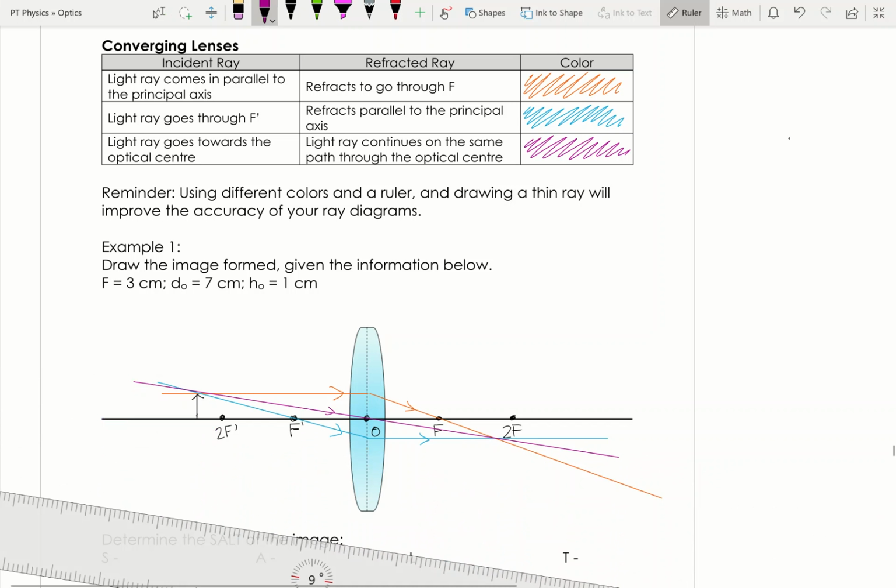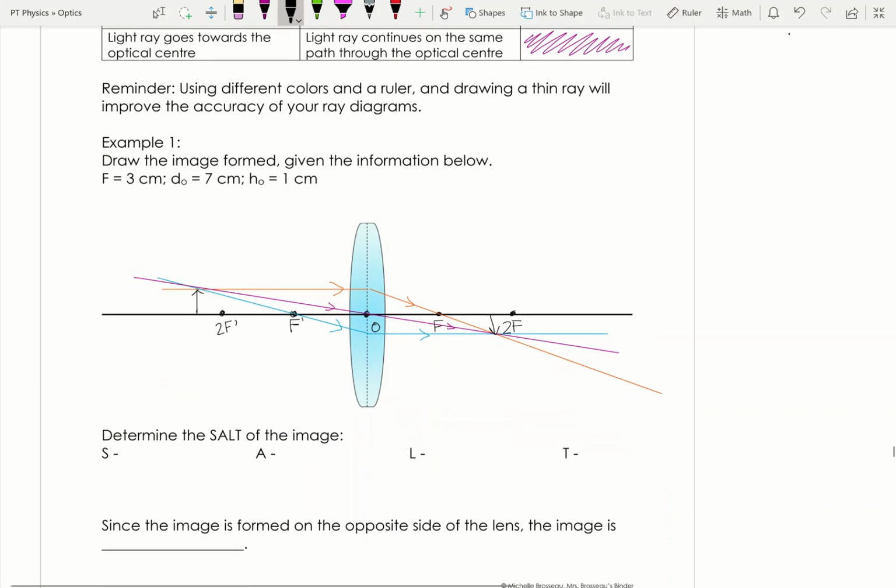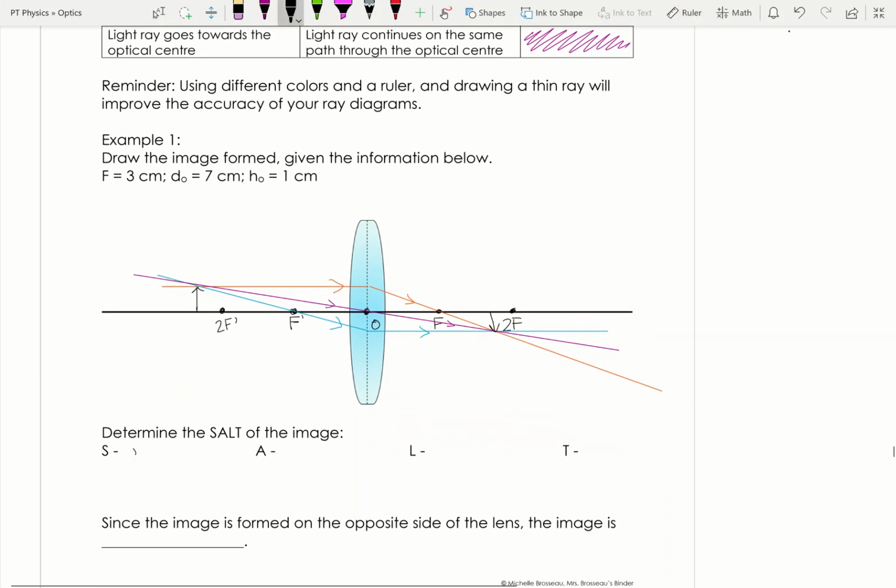So conveniently, I have an image being formed right here. Now, the size of it is smaller. The attitude is inverted. The location is between F and 2F. And the type is real because it's on the opposite side of the lens. The image is real.